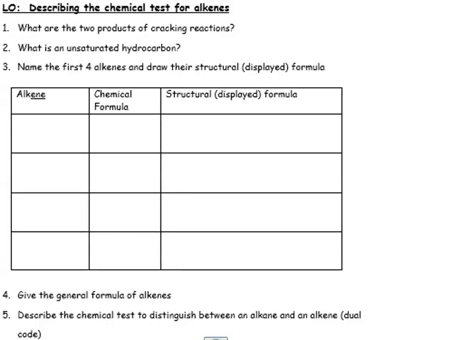Today's lesson, we're going to look at the chemical test for alkenes, and we'll learn about alkenes in the process. You're going to need this document from Show My Homework, or you can pause the video and copy this down onto a piece of paper. Remember to leave a little bit of space to write down your answers.